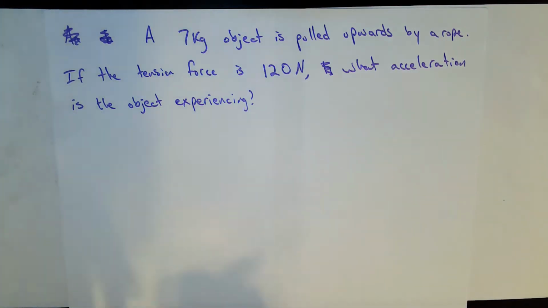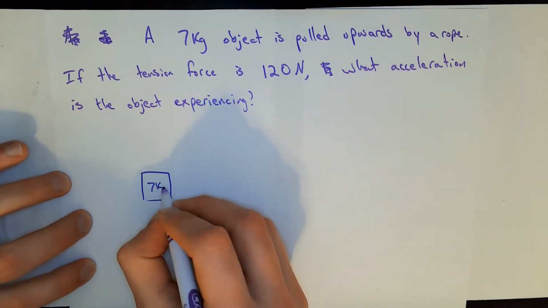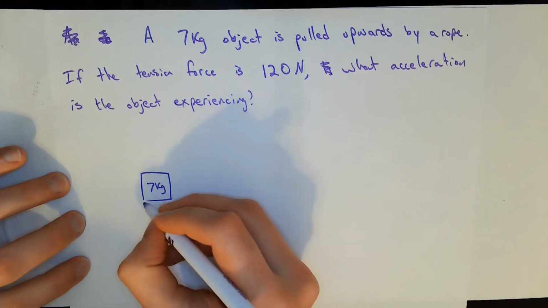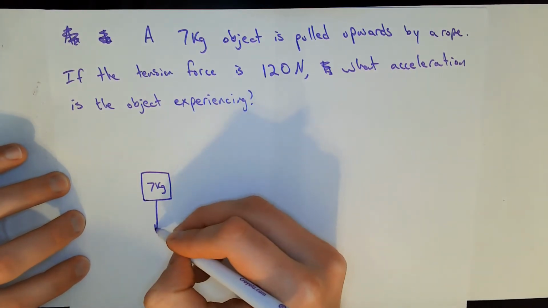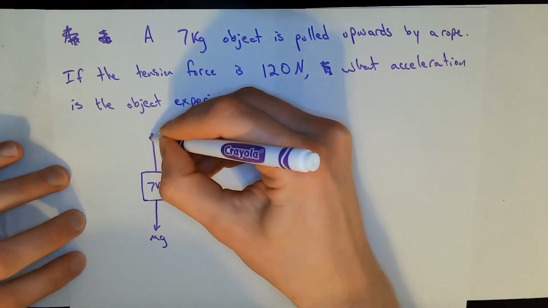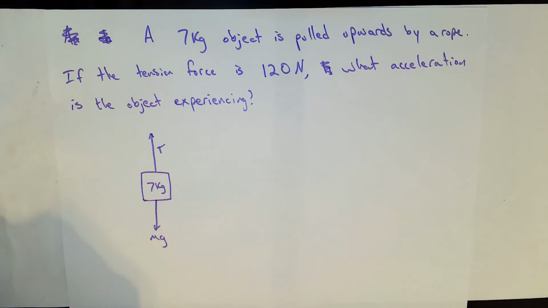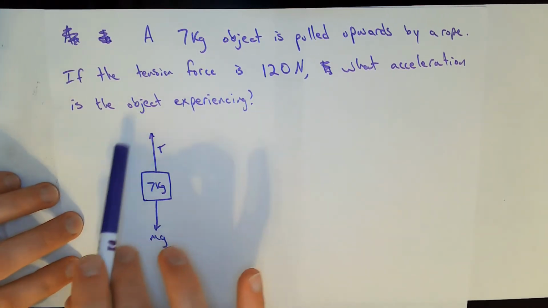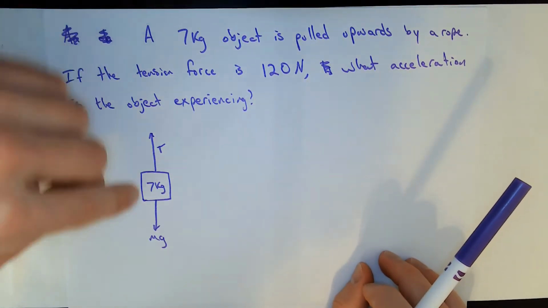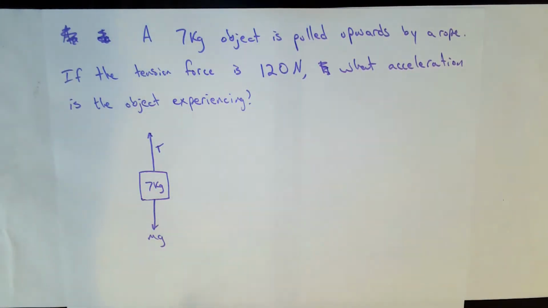Okay, so we draw a picture. 7 kilogram mass here. Some gravity force, mg. A tension force going up, tension. I could draw a rope pulling up, and it's not attached to a ceiling, right? The rope is attached to something that's pulling the object up with a force of 120 newtons.